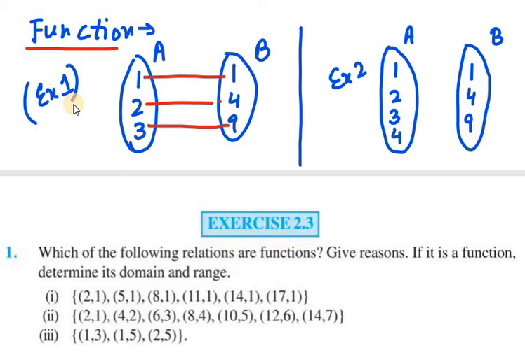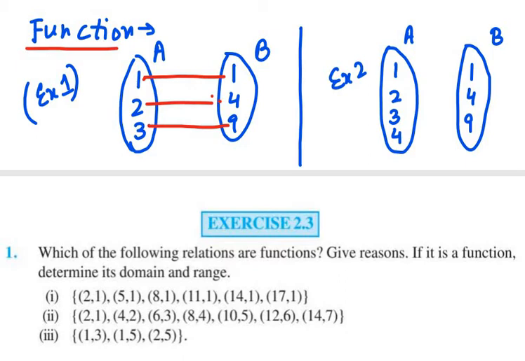Why? Because each element of set A has only one image with respect to set B. If we had 1 with 1 and 1 with 4, then we couldn't say that it is a function. So there should be only one image with respect to B. So this is about functions.